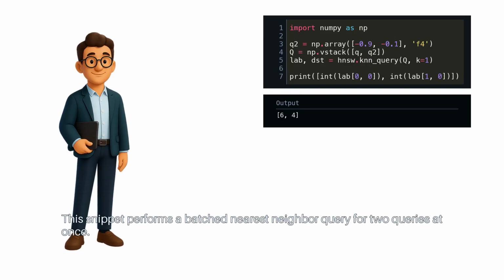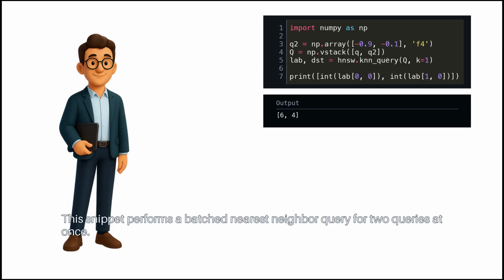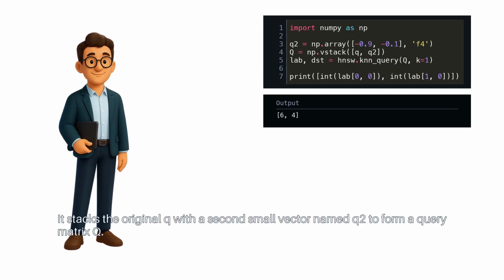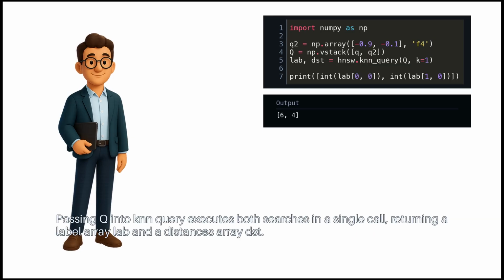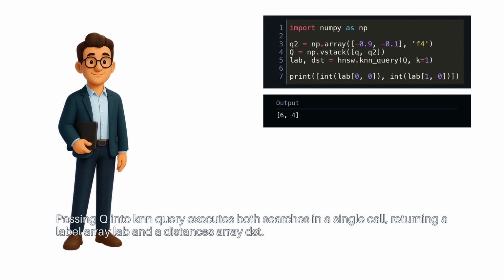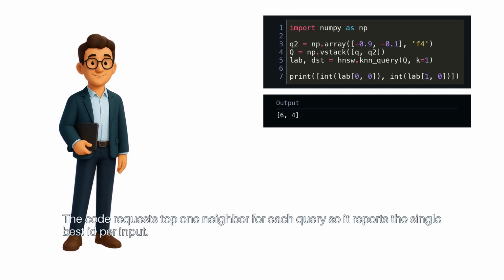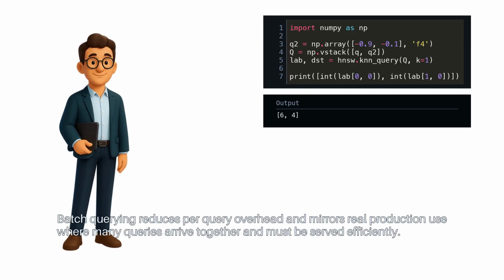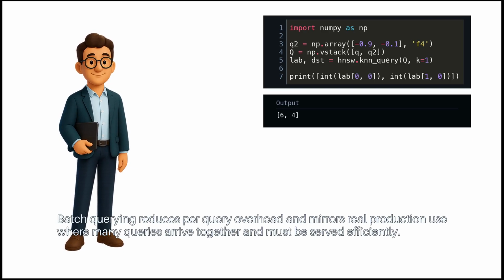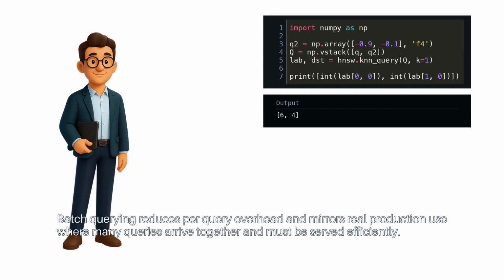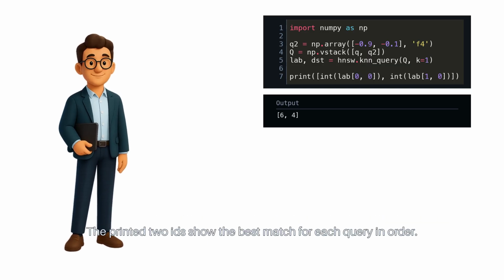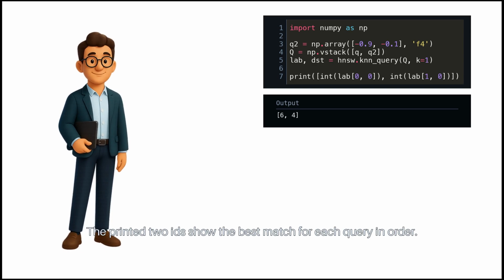This snippet performs a batch nearest neighbor query for 2 queries at once. It stacks the original query with a second small vector named Q2 to form a query matrix Q. Passing Q into knn query executes both searches in a single call, returning a label array lab and a distances array dst. The code requests top 1 neighbor for each query, so it reports the single best ID per input. Batch querying reduces per query overhead and mirrors real production use where many queries arrive together and must be served efficiently. The printed 2 IDs show the best match for each query in order.